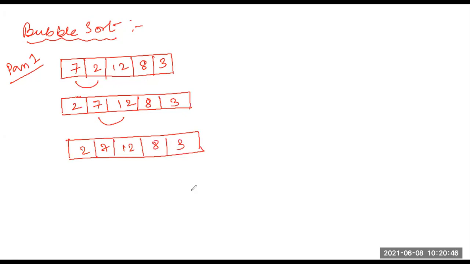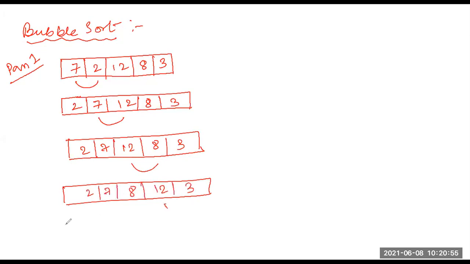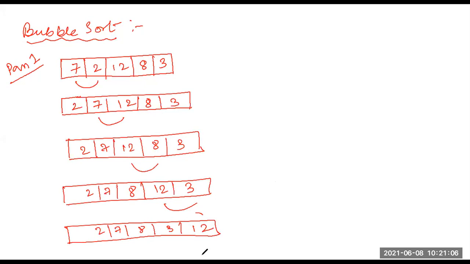Then we will compare 12 and 8. 12 is the larger one, so it should interchange and go to the last position. Then I will compare 12 and 3. 12 is the larger one, so it should interchange and go. So after pass 1, you have the largest element of your array, as a bubble, at the last of the array. This is pass 1, that means iteration 1.